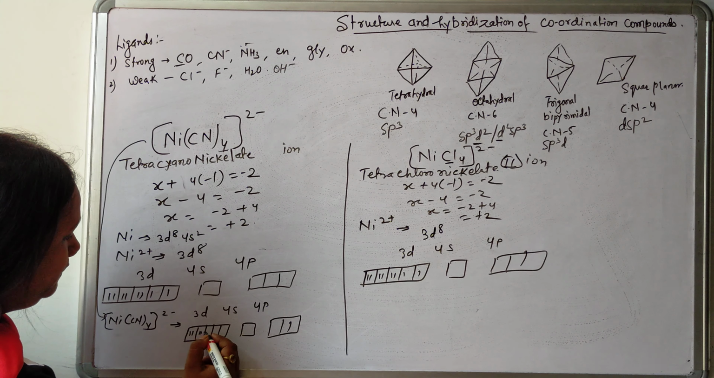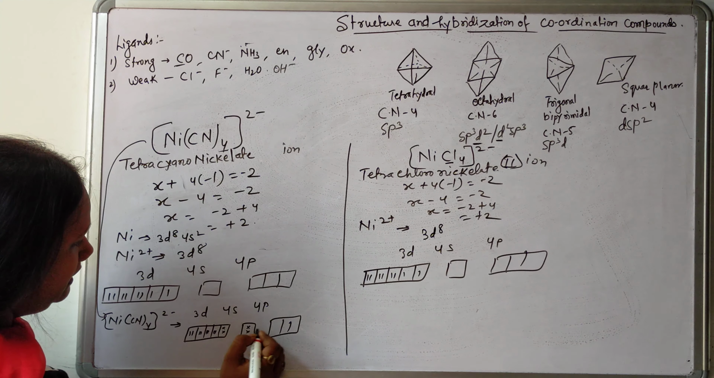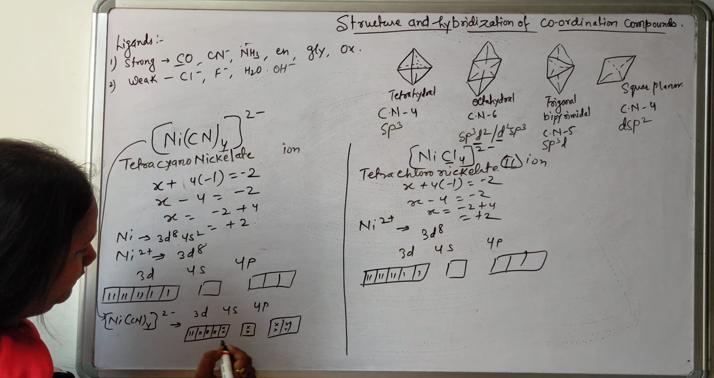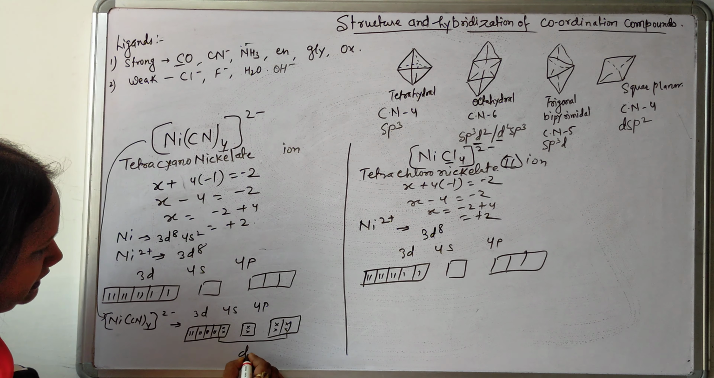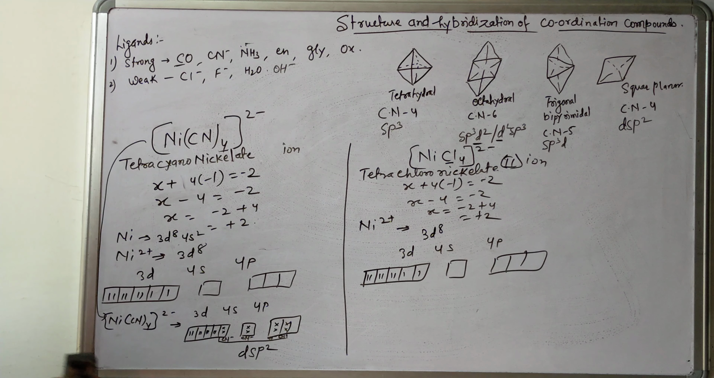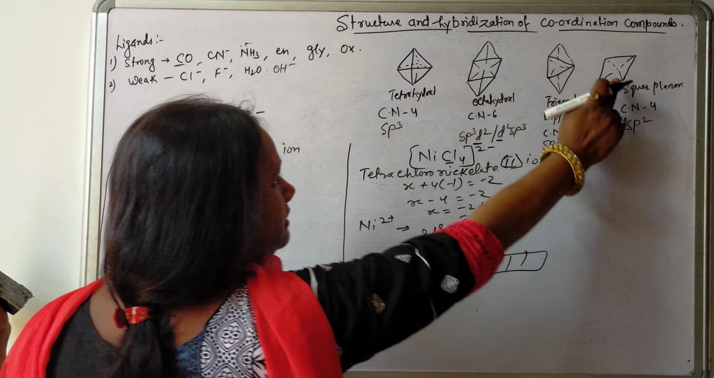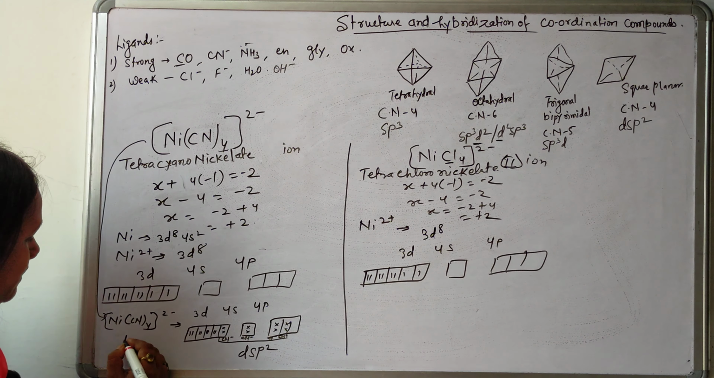Now, how many ligands are here? 4 ligands. The first ligand will be seated here. Second, third, fourth. This is where the hybridization comes in. dsp2 hybridization comes. These are the CN minus. dsp2 hybridization comes here. The structure will be, what is dsp2 hybridization? Square planar. This is the square planar structure of dsp2 hybridization.